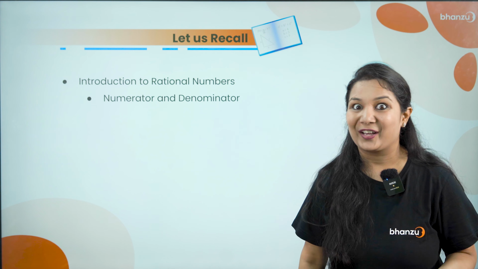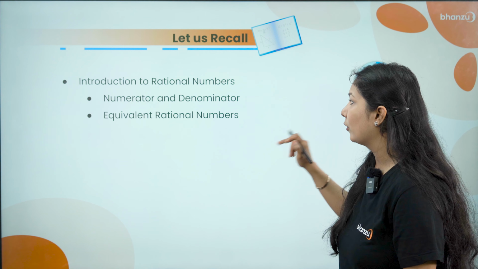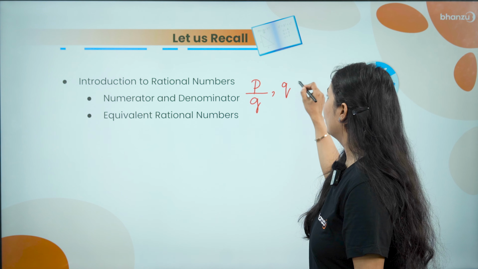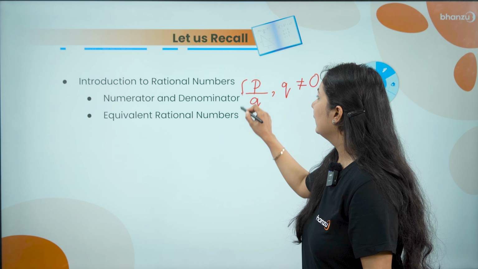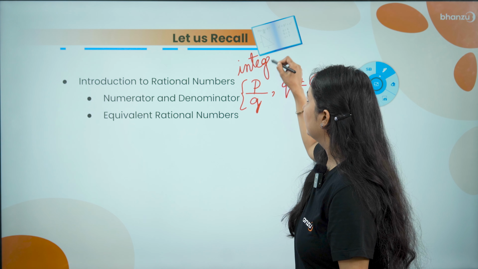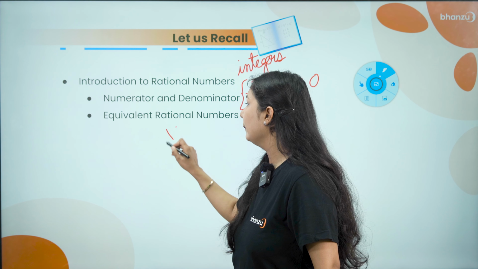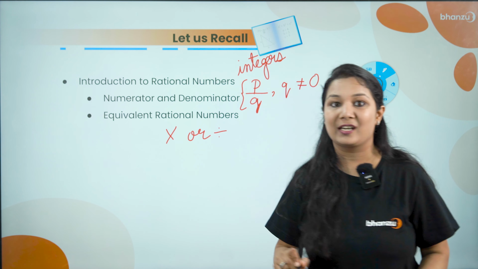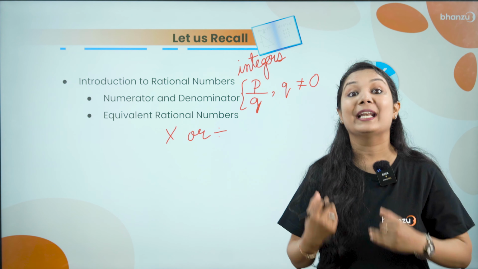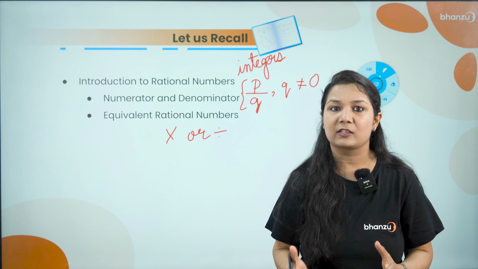We talked about introduction to rational numbers where we had seen what's the numerator and denominator of a rational number. Remember P upon Q, right? Where Q cannot be equal to 0 and P and Q are always integers. What are they? They are integers, right? And what are equivalent rational numbers? Whenever you multiply or divide a given rational number with the same integer, you get your answer as an equivalent rational number, and we can find so many rational numbers for a given rational number, right?